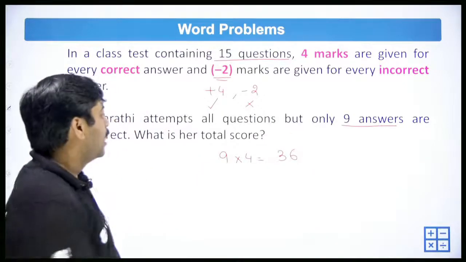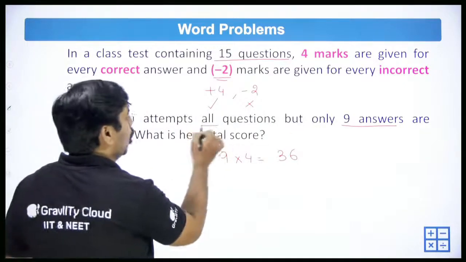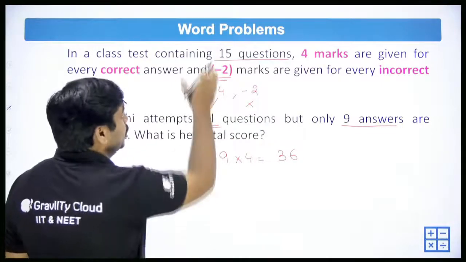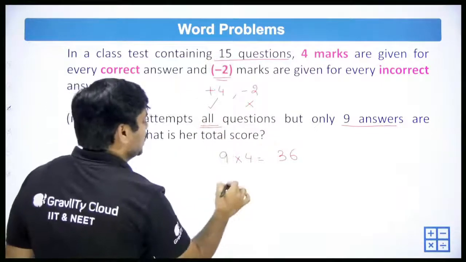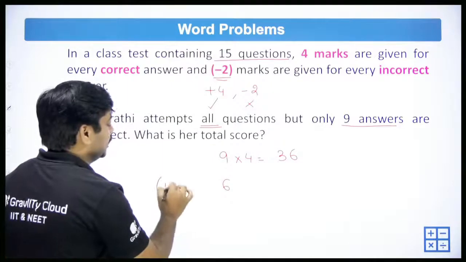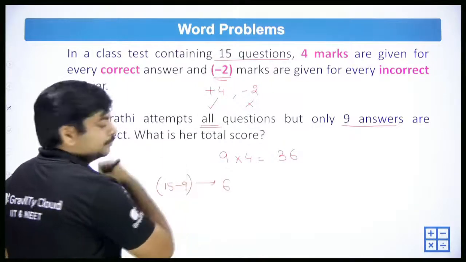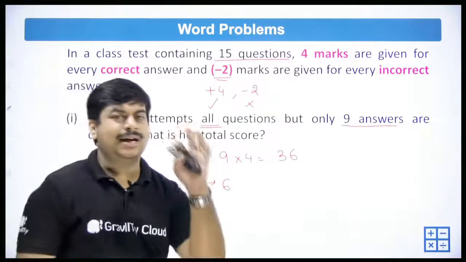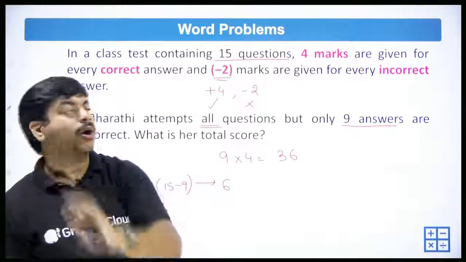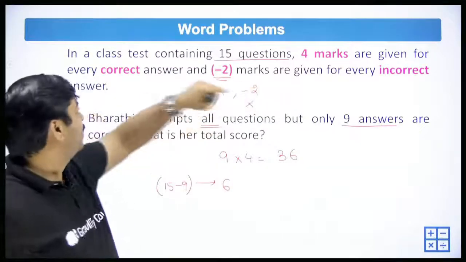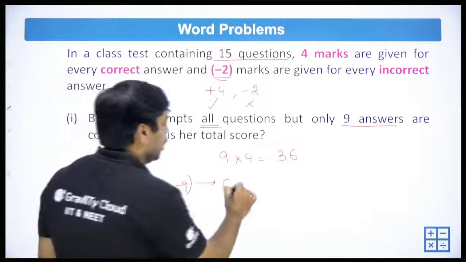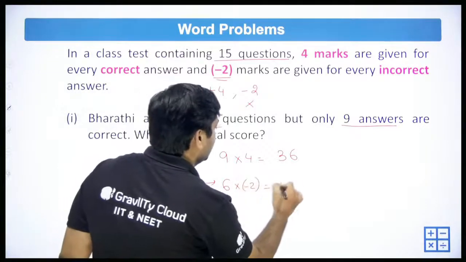But as she is attempting all the questions, out of 15, 9 are correct. 15 minus 9, so 6 are wrong. For every wrong answer, you are having minus 2 marks. So 6 into minus 2 will give you minus 12 marks.